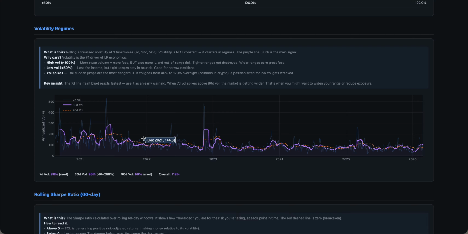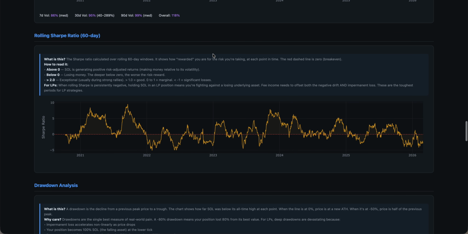We also have some volatility regimes that show the volatility of Solana, how it compares monthly versus weekly versus quarterly data, so to speak. It's not that interesting here.